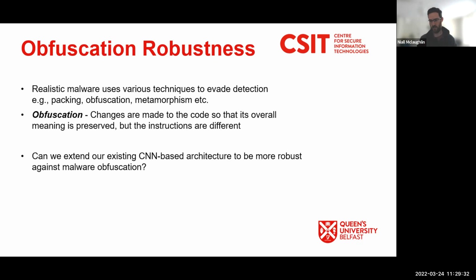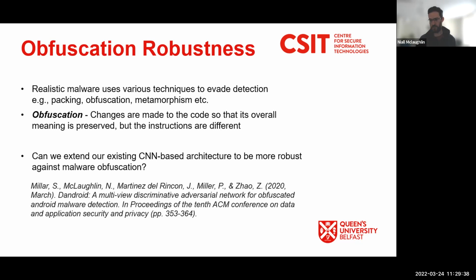So we asked the question, can we extend the architecture that we developed to be more robust against obfuscation techniques? This is work done by Stuart Miller, who was one of our PhD students who recently finished the PhD. And we'll talk about this now.